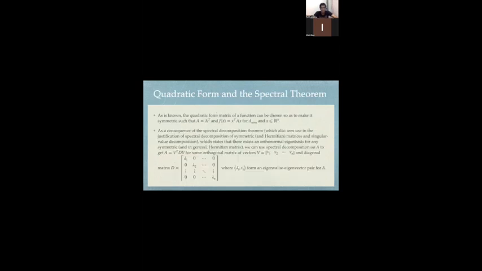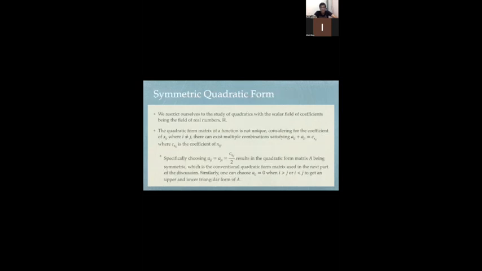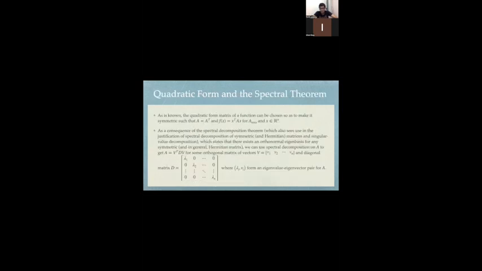Now, the quadratic form and its relation to the spectral theorem. As is known, the quadratic form of a function can be chosen so as to make it symmetric, as mentioned here. So if we take that symmetric quadratic form matrix where A is equal to A transpose, and f of x is equal to x transpose Ax is the quadratic form for n cross n A and x belongs to Rn, we can apply the spectral theorem.